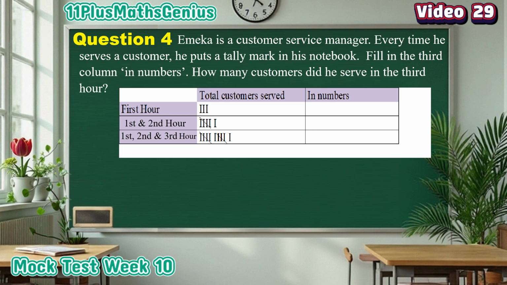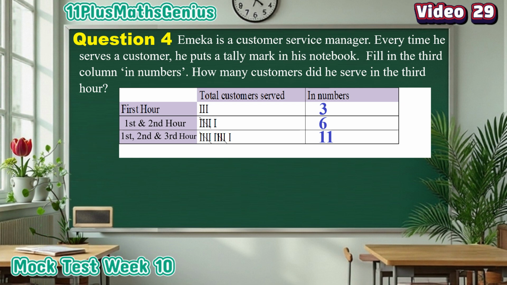So we know that each tally mark is worth 1. And we know that for 5 numbers, it's worth 4 tally marks plus a cross. Now let's check the first hour. We can see that for the first hour, the total customers he served was 3 lines. And we know that 3 lines is worth 3 in numbers. So we put down 3 to our right.